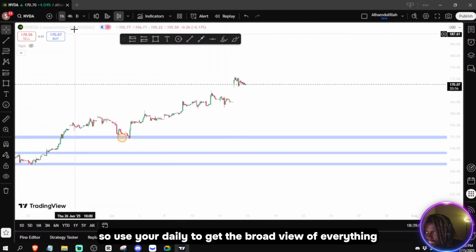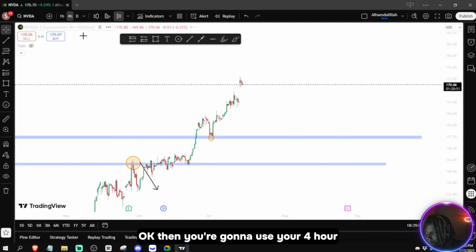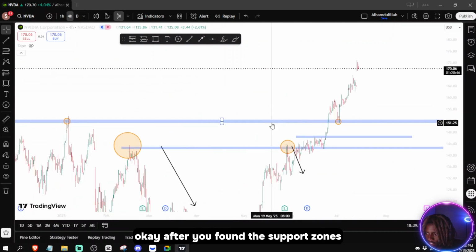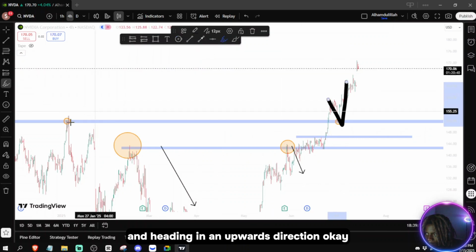So use your daily to get the broad view of everything. Then you're going to use your 4-hour to find the support zones. The support zones are, once again, the areas of buying where price is making a V and heading in an upwards direction.